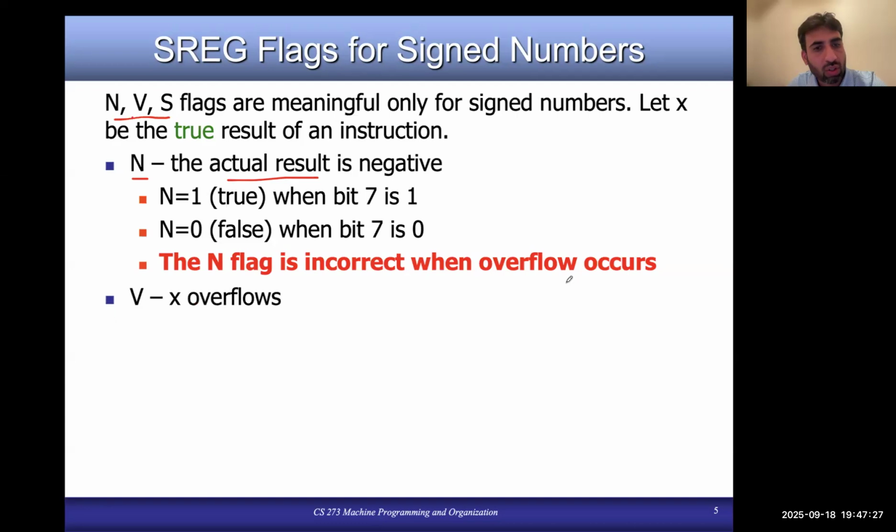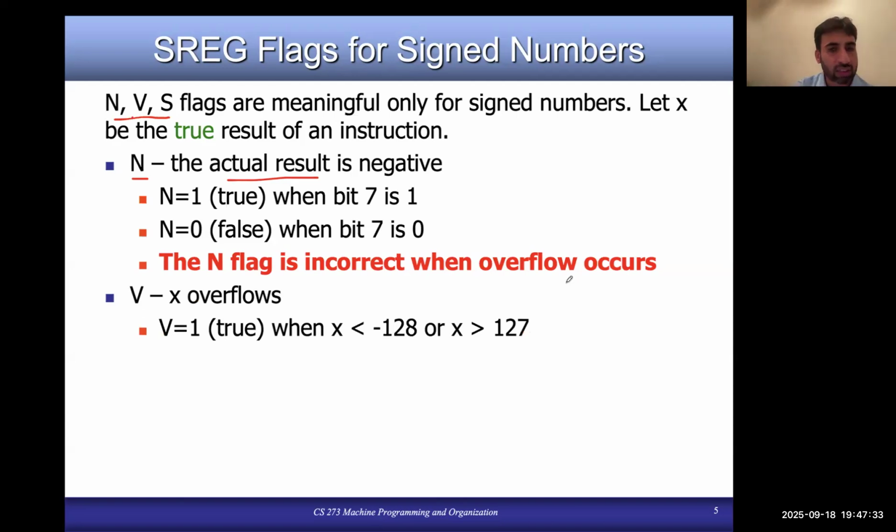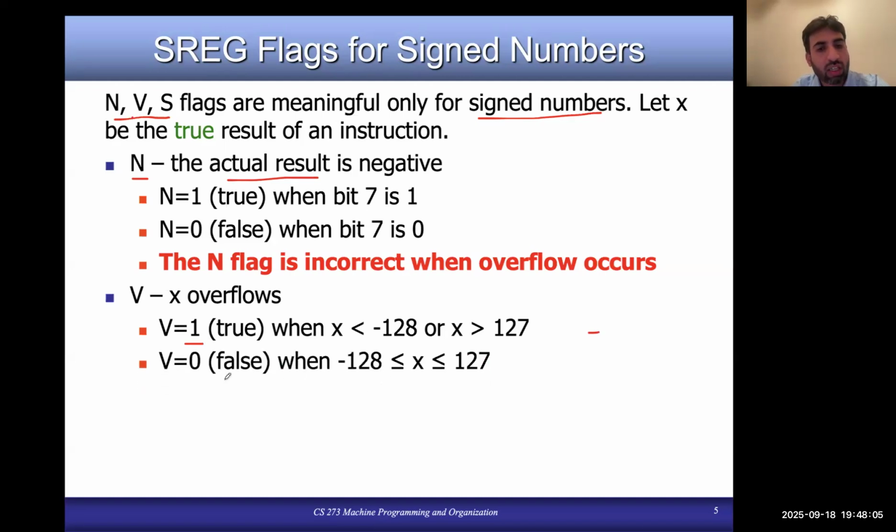Okay. So what is overflow? Overflow happens when the value of the result of an operation is less than minus 128 or greater than 127. Why? Because we are talking about signed numbers, right? If we have 8-bit signed numbers, the range of values we can represent is from minus 128 to 127, both included. So if the value of the result is out of this range, it means overflow has happened and the V flag will be set equal to 1. But if the value is within the range, there is no overflow and V is equal to 0.